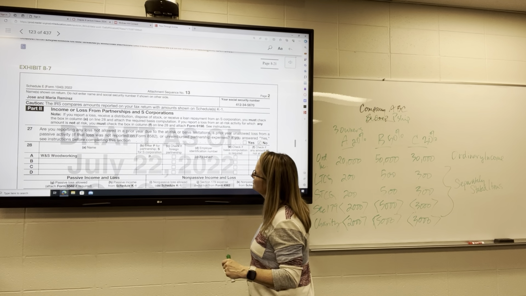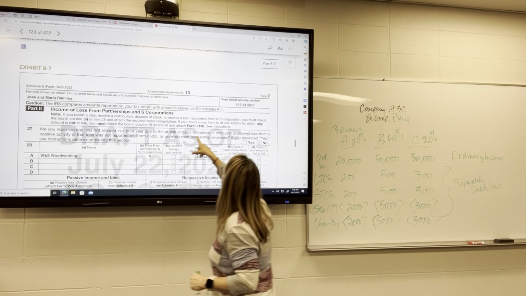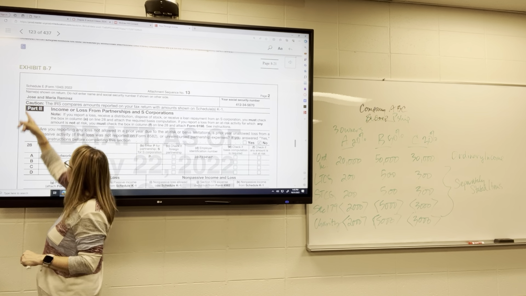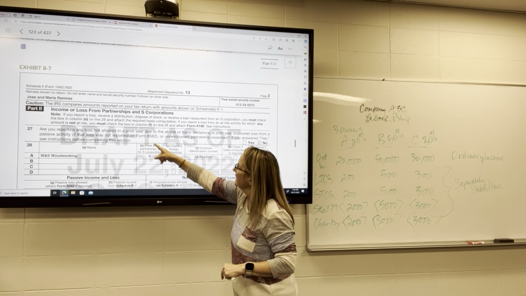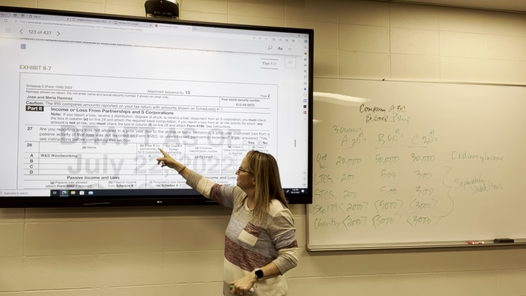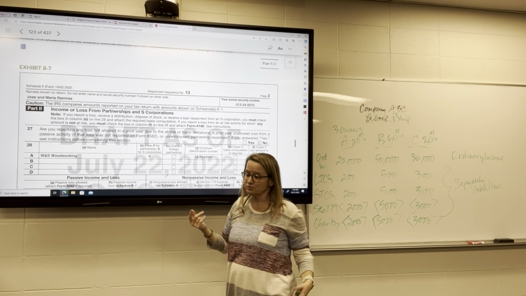This is where it all goes. So this is page 2 of the Schedule E. You see it up here, Schedule E, page 2. Income or loss from partnerships or S corps. The W&S woodworking. Enter P or S. Is it a partnership or is it an S corp?